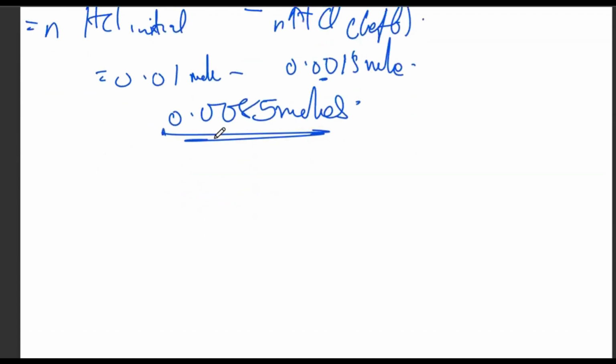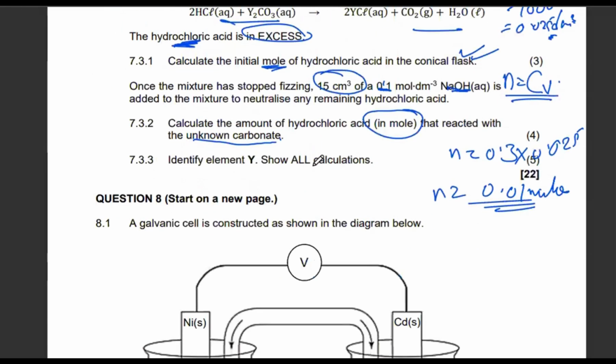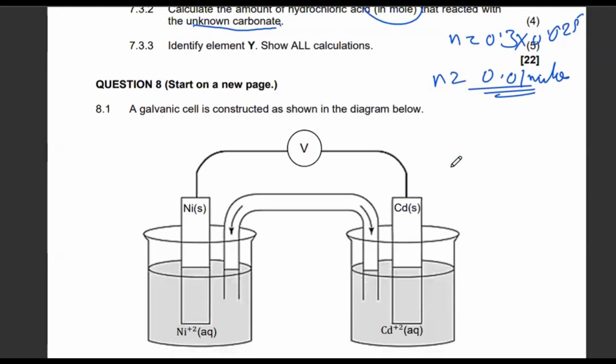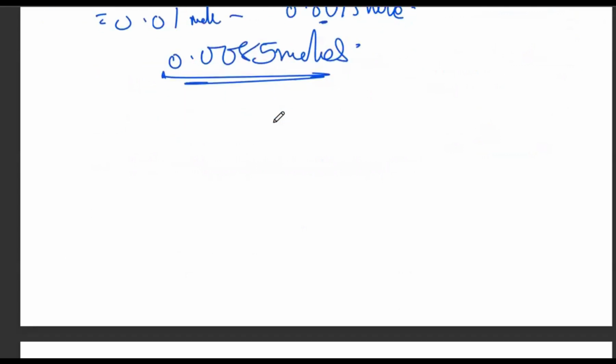That is it. So from there, we shall say that, identify element Y. Show your work, your calculation. Here it is 5 marks. So we need to find out what that is.